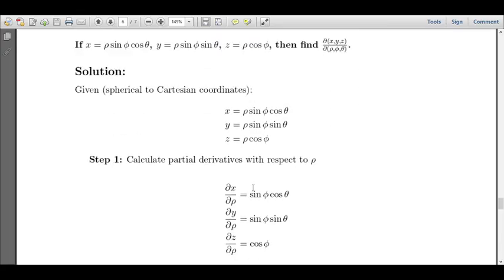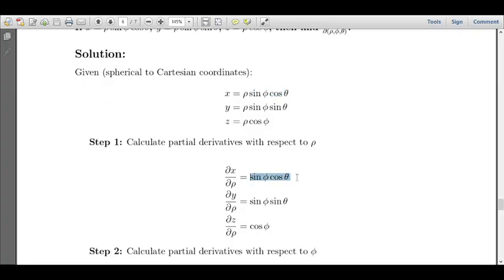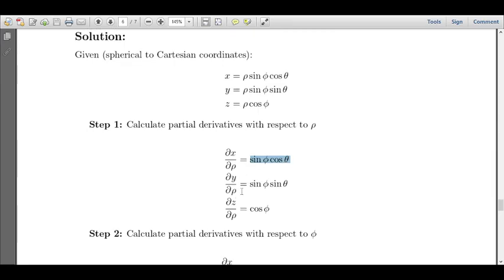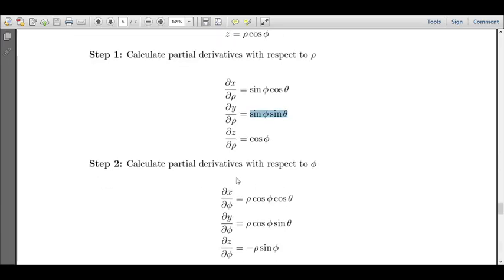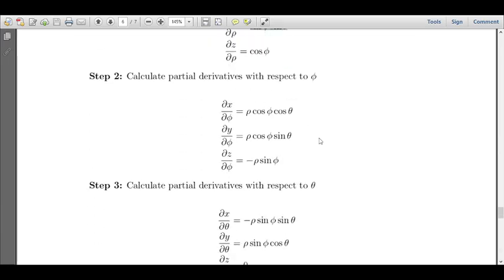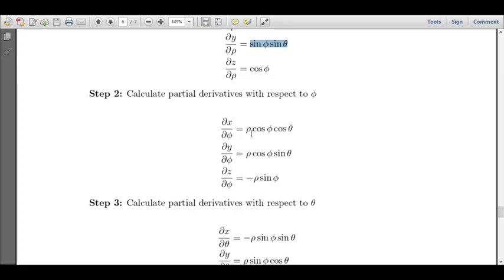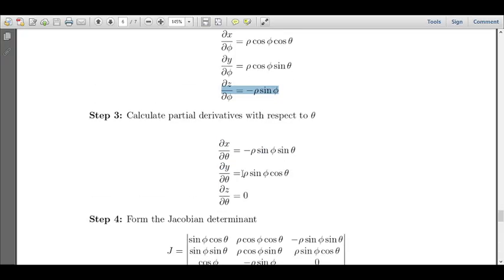So ∂x/∂rho equals, with respect to rho, phi and theta terms are constant, so we write sin phi cos theta as it is, differentiation of rho is 1. ∂y/∂rho, same thing: with respect to rho, sin phi sin theta are constants, differentiation of rho is 1. ∂z/∂rho is cos phi. Now calculate the other partial derivatives with respect to phi. ∂x/∂phi is rho cos phi cos theta. ∂y/∂phi is rho cos phi sin theta. ∂z/∂phi is minus rho sin phi.